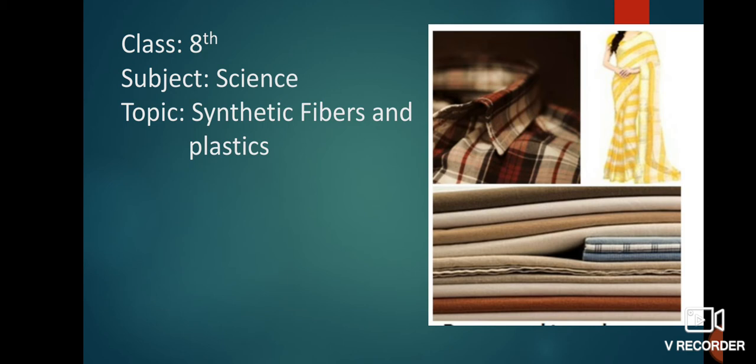In this chapter we will discuss fibers and the types of fibers, like natural and synthetic fibers, the types of synthetic fibers, and what plastics are and their types. Then, what are fibers? These fibers are very thin thread-like strands from which fabrics or cloth is made.